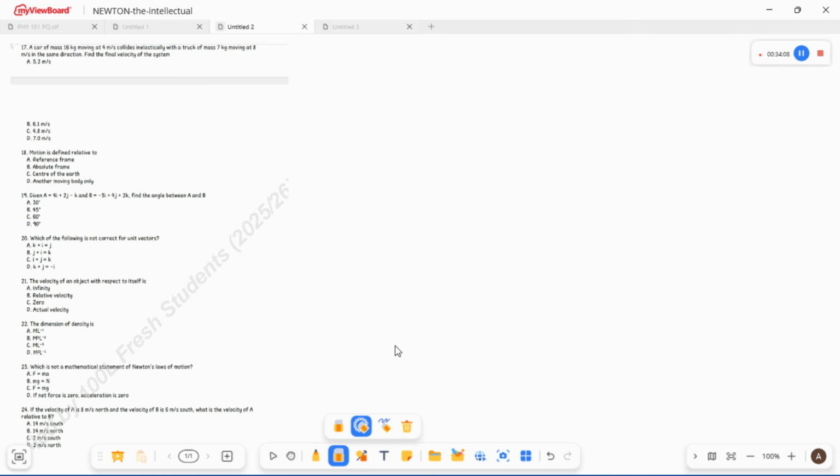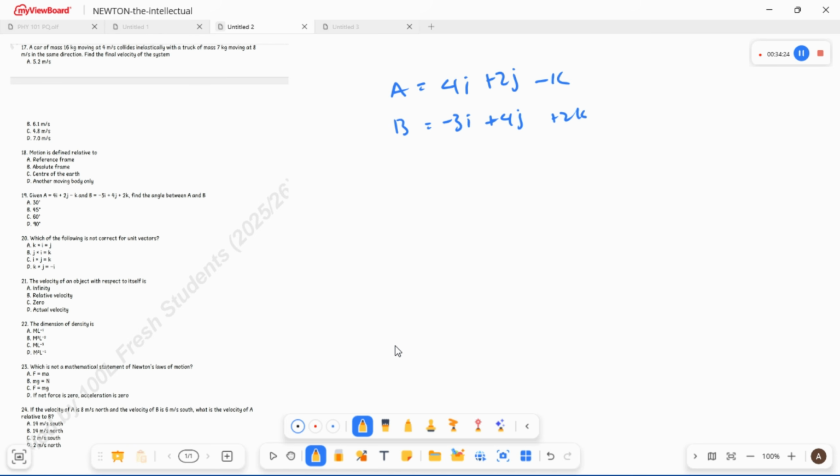Now, question 19 says, given A is equal to 4i plus 2j minus k, and B is equal to minus 3i plus 4j plus 2k, find the angle between A and B. Whenever you are given two different vectors and you are finding the angle between them, you use cos theta is equal to A dot B over the modulus of A multiplied by the modulus of B. So theta is going to be equal to arc cos of the dot product of A and B over the modulus of A multiplied by the modulus of B.